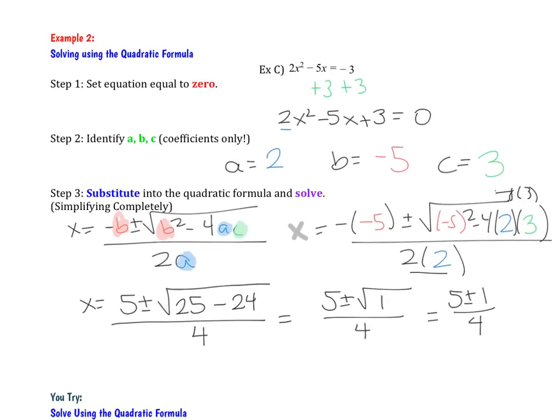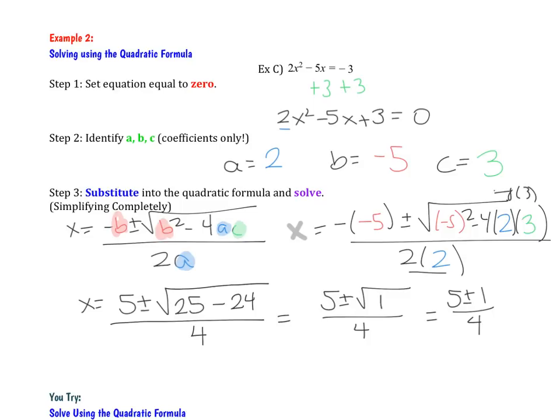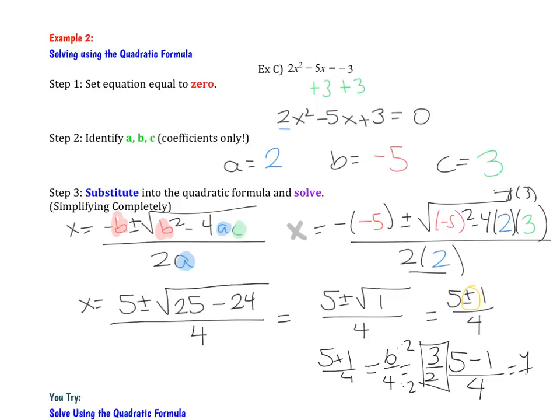Now we can simplify that even further because those are just constants. What this means is we have 5 plus 1 over 4, and we also have 5 minus 1 over 4. Remember, the plus or minus means you have two different equations here. So 5 plus 1 is 6 over 4, and that reduces, dividing by 2, to 3 over 2. And 5 minus 1 is 4 over 4, so therefore it's 1. So our solutions are x equals 3/2 and x equals 1.